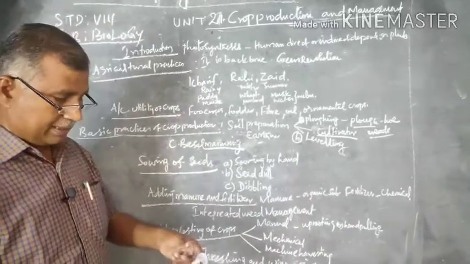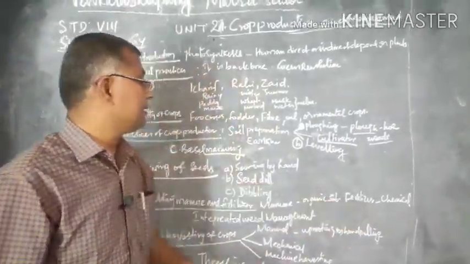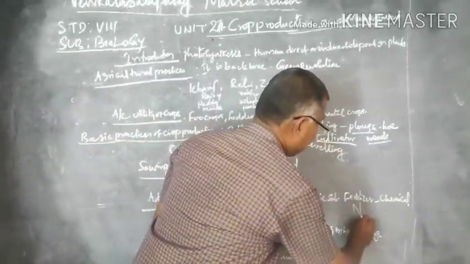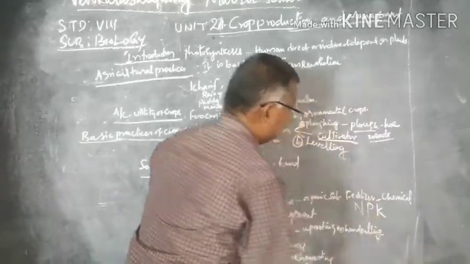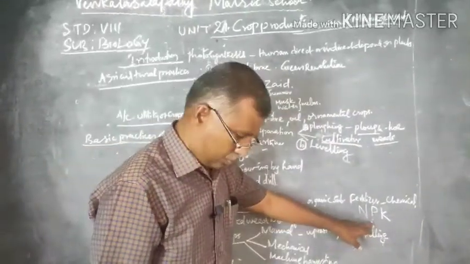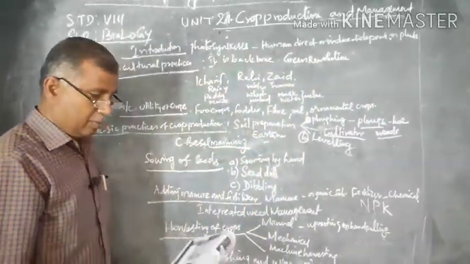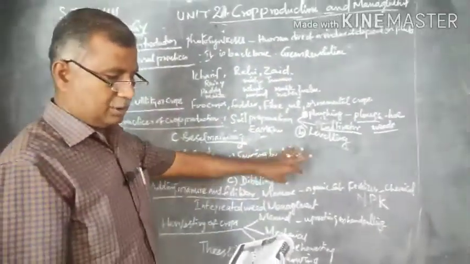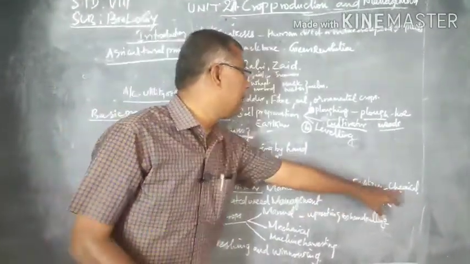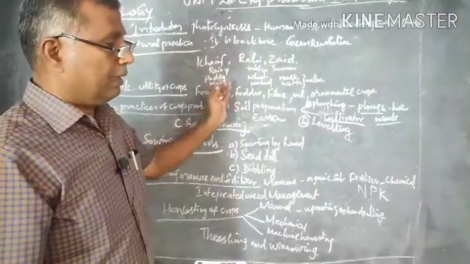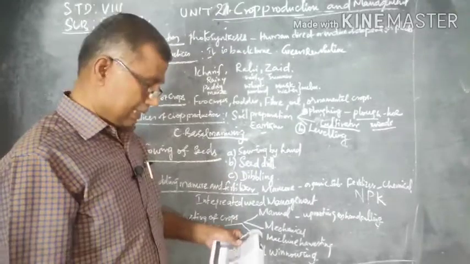Understand? But the fertilizers are nothing but having chemical substance, that is NPK, nitrogen, phosphorus, and the potassium. Then, which also includes ammonium sulfate, superphosphate, urea. Understand? These are chemical fertilizers. By prolonged adding these fertilizers, which leads to the soil sterility.